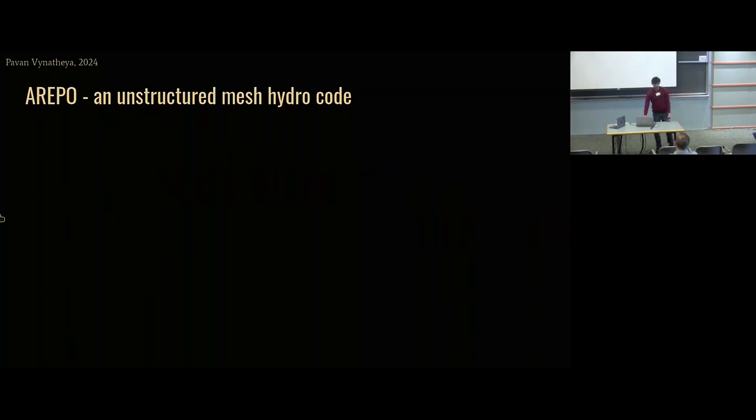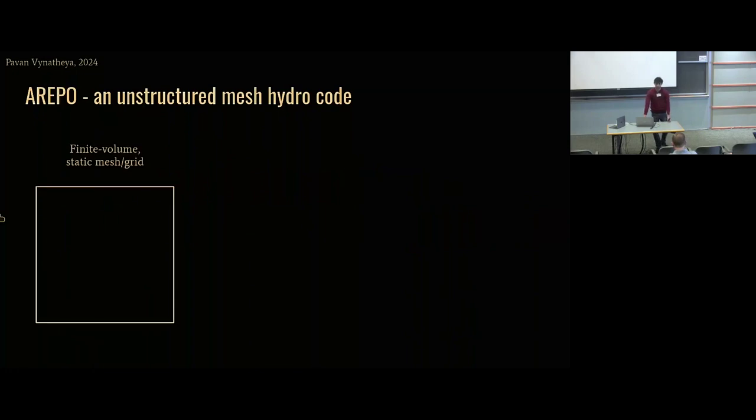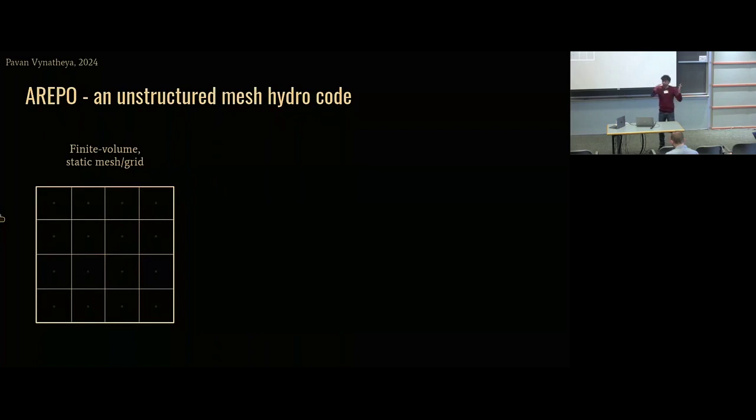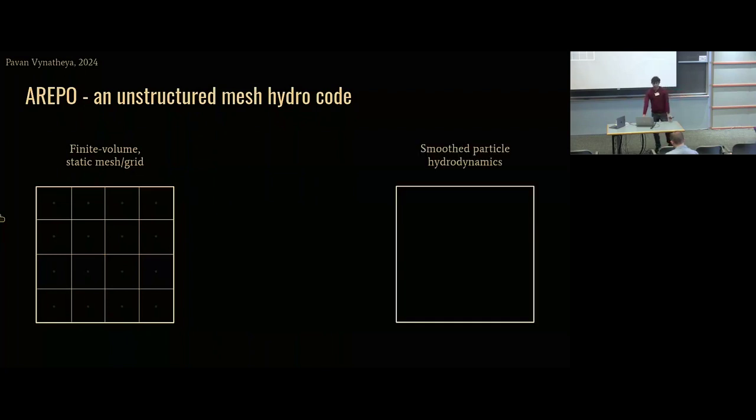To introduce AREPO, people who are familiar with hydrodynamics might be aware of 2 major schemes followed. One is the finite volume or static grid method. A lot of mesh codes follow this, where you have an Eulerian mesh which doesn't move really, and each cell has its own state variables, and fluxes and volumes are calculated between the cell interfaces. Then we have smooth particle hydrodynamics, where we have particles moving around, and this is a more Lagrangian approach. And you have these particles interact with each other through some smoothing kernel. What our code, AREPO, does is kind of a combination between these two.